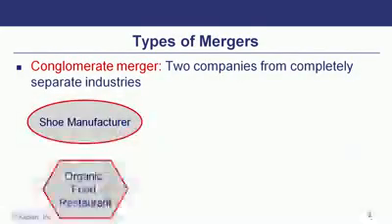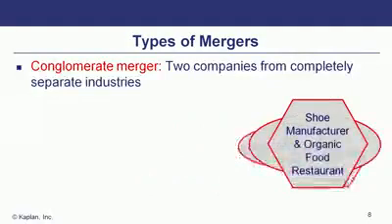Okay, so what about conglomerate mergers? Well, conglomerate mergers, that's not horizontal or vertical. That's where we're going to take two unrelated entities and we're just going to cram them together. So the example here is a shoe manufacturer and an organic food store or organic food restaurant, and we put those together, and there we have a new entity that is now a combination organic food and shoe retailer. No synergies between them. And you see a lot of conglomerate-type mergers if you look back through time.